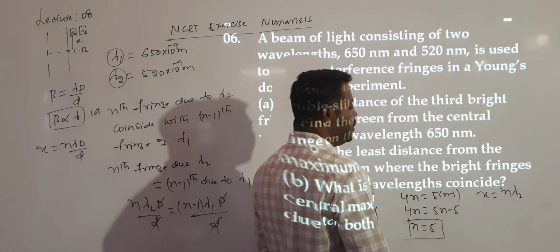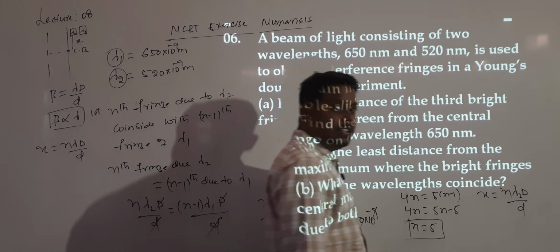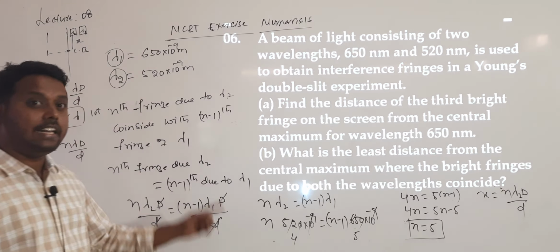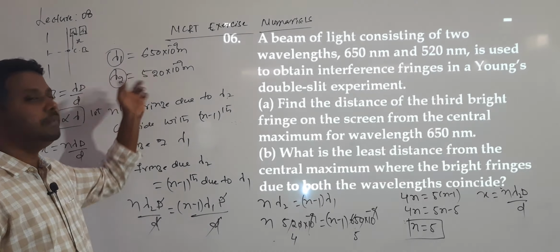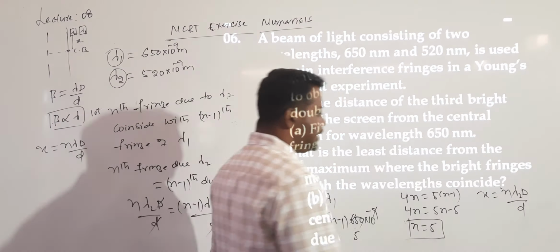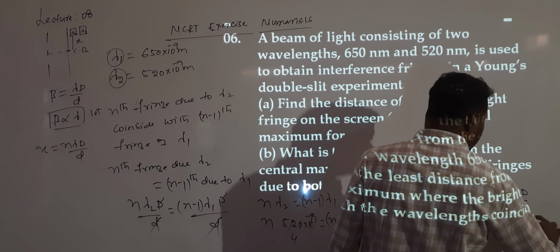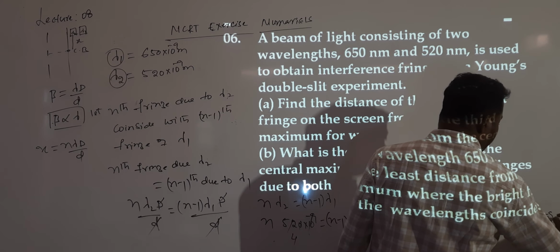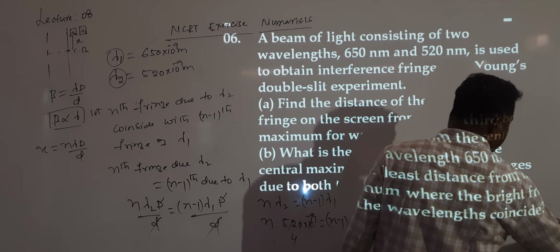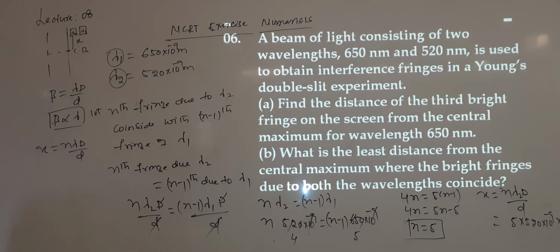So x equals n into lambda 2 into capital D divided by small d. This is the least distance of the bright band where the fringes of wavelength lambda 1 and lambda 2 coincide. Here n value is 5, so x equals 5 into 520 into 10 power minus 9 into capital D divided by small d. That is my answer. You have to get the question clearly.